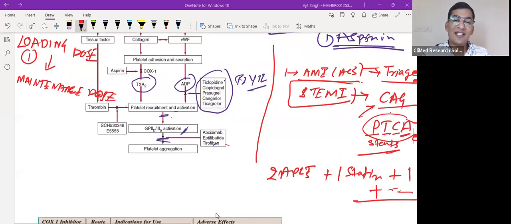Can someone tell me what is the loading dose of aspirin? Okay, someone has written 325 mg. Perfectly fine. What is the loading dose of clopidogrel? Guys, tell me, what is the loading dose of clopidogrel?